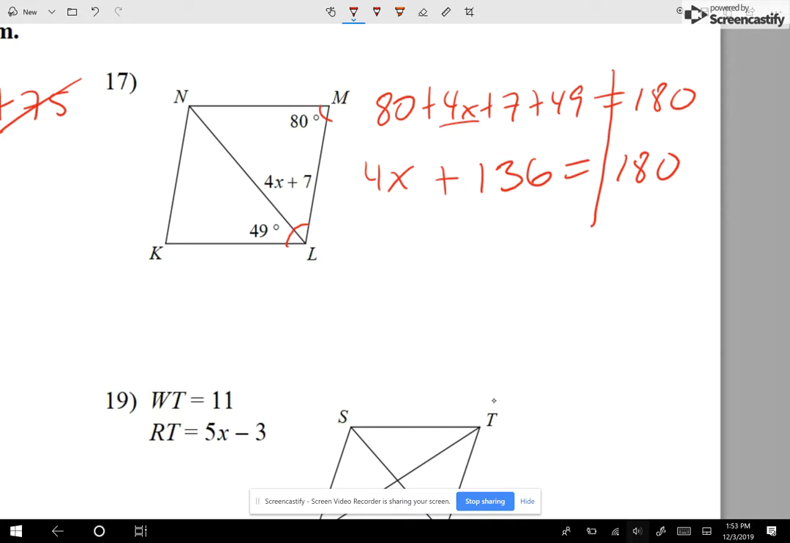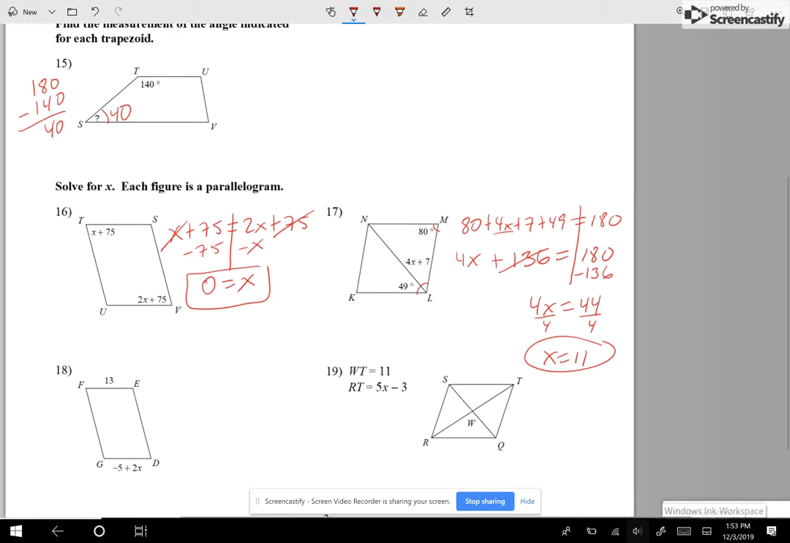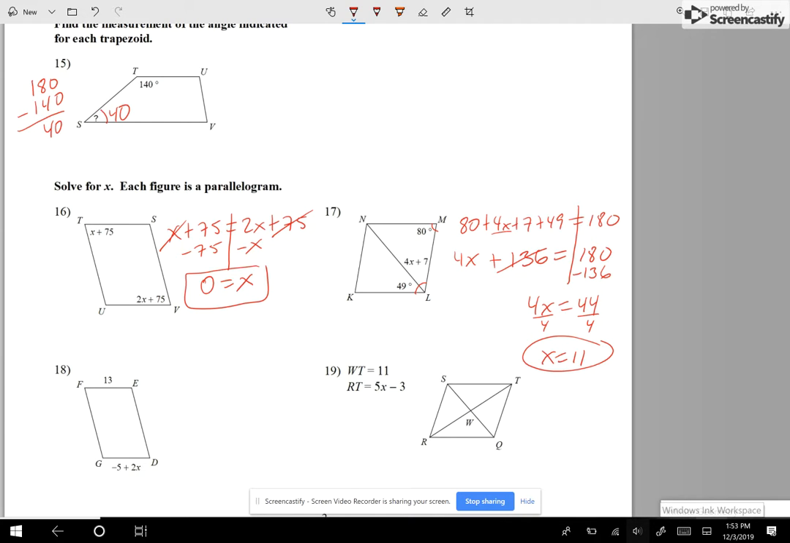I want to leave the x alone, so my 136, I'm going to move it to the right as a minus 136. So 180 minus 136, that is 44. 4x equals 44. Divide by 4. x equals 11. So dealing with angles, if they're opposite, like number 16, they're equal to each other. If they're adjacent, like number 17, I can also deal with adjacent in question 16. When they're adjacent, they add up to 180.